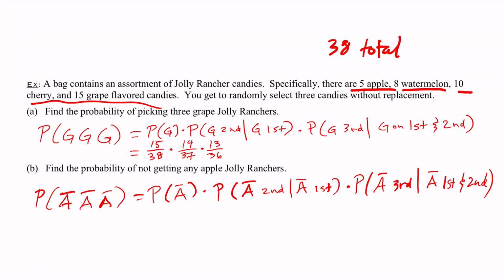So here again, let's see, we have 5 apples in the whole bag. So that leaves 32 that are not apple. So we have a 32 out of 38 probability of getting something that's not an apple in the first one. And then supposing that the first one was not apple, now we have 31 left that are not apple and 37 in total. And then in the third trial, we're assuming that we didn't get apple on the first and the second. So there will be 30 that are not apple left over and 36 altogether.